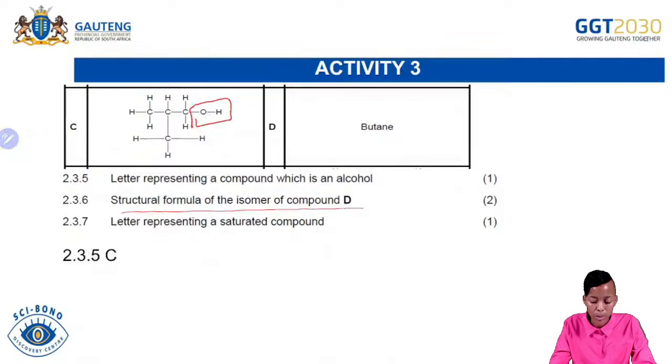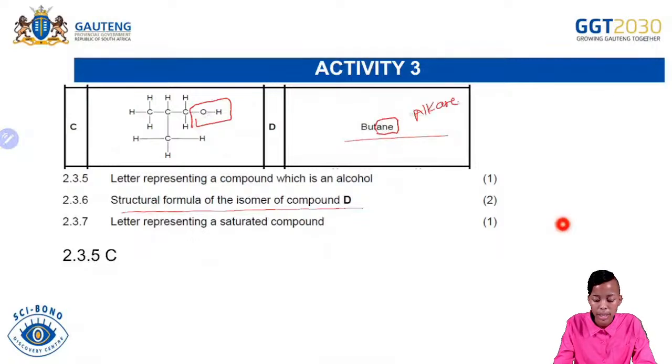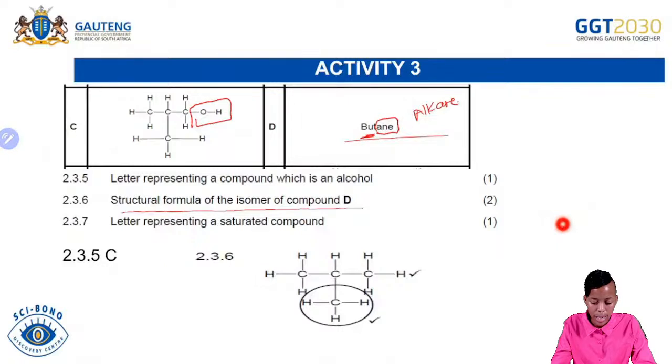Then 2.3.6, it says structural formula of the isomer of compound D. So what are you going to look for? The name ending there is -ane, so we have an alkane, and then we have but-, meaning that we have a total of 4 carbons. But the question was saying that you need to represent the isomer.